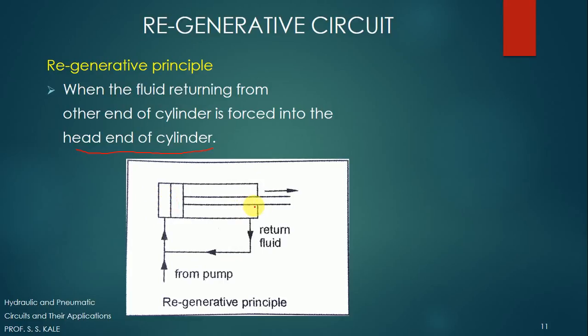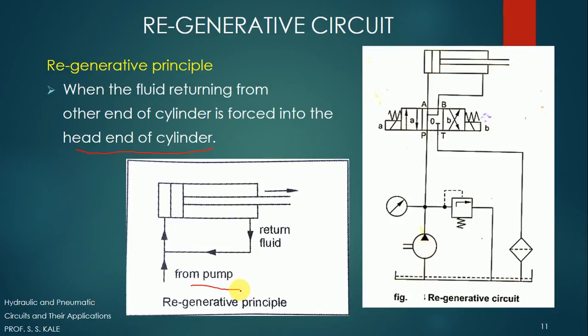So the fluid is entering into the head end, which means the amount of fluid coming from the pump can be reduced by the amount coming from the return fluid. So the power supplied to the pump can be reduced in a regenerative circuit. This is the arrangement; this downside arrangement, you are familiar with that.